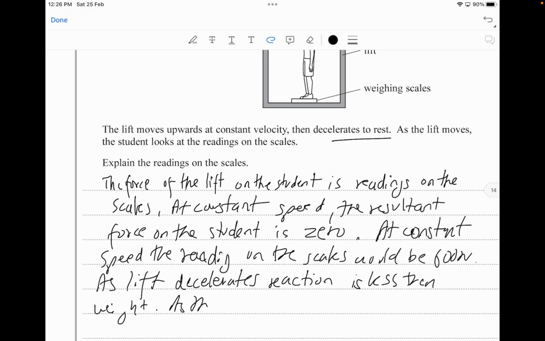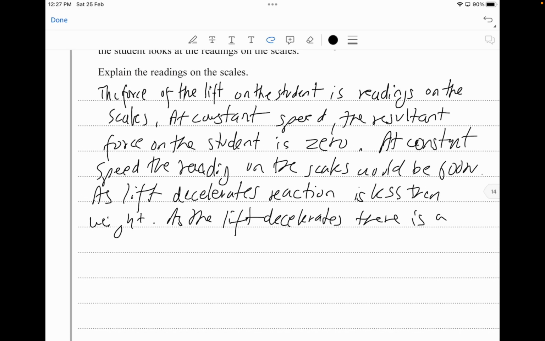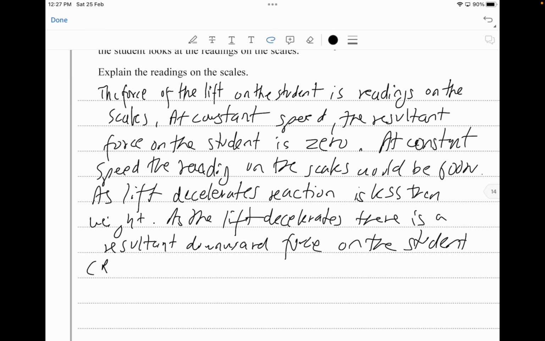So indirectly, as the lift decelerates, there is a resultant force. There's going to be a resultant downward force on the student. Now, the reason is because, I'm going to write it down, the reaction is less than the weight. So indirectly, the resultant force is going to act downwards.